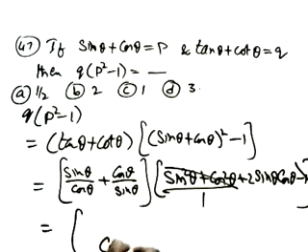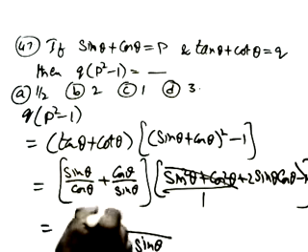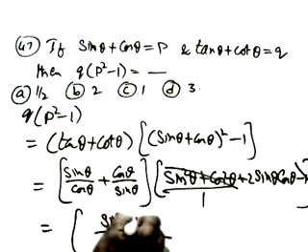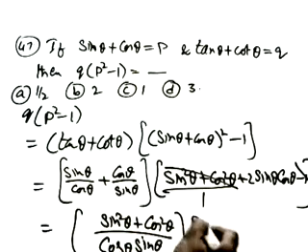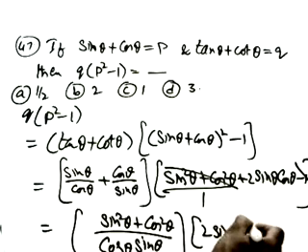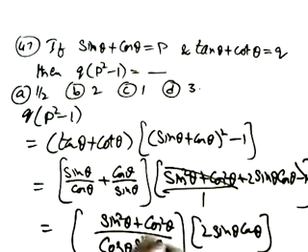So what is left here? Let me take the LCM here. What is the LCM? Cos theta sin theta is the LCM. Bring this sin here: sin into sin, sin square theta, plus cos into cos, cos square theta. Now what is left here? 2 sin theta cos theta. Now this sin theta cos theta cancels. 2 into (sin square theta plus cos square theta, which is 1), 1 into 2 is 2. So the answer is 2.